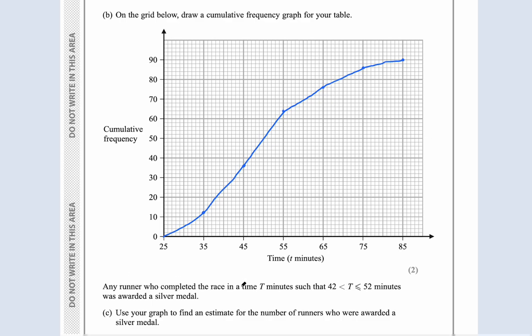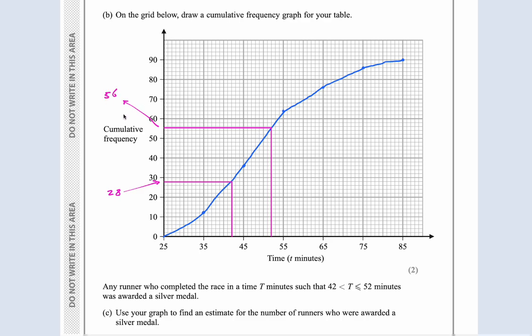Now it says any runner who completed the race in a time t minutes such that t is bigger than 42 and less than 52 is awarded a silver medal. Okay, interesting. So I need to go to 42, which is 35, 40, 41, 42 here. I go up and I go across. This value here is 28. And then I go to 52, which is here. That's 50, 51, 52. Up, let's say there, and across, let's say 56.